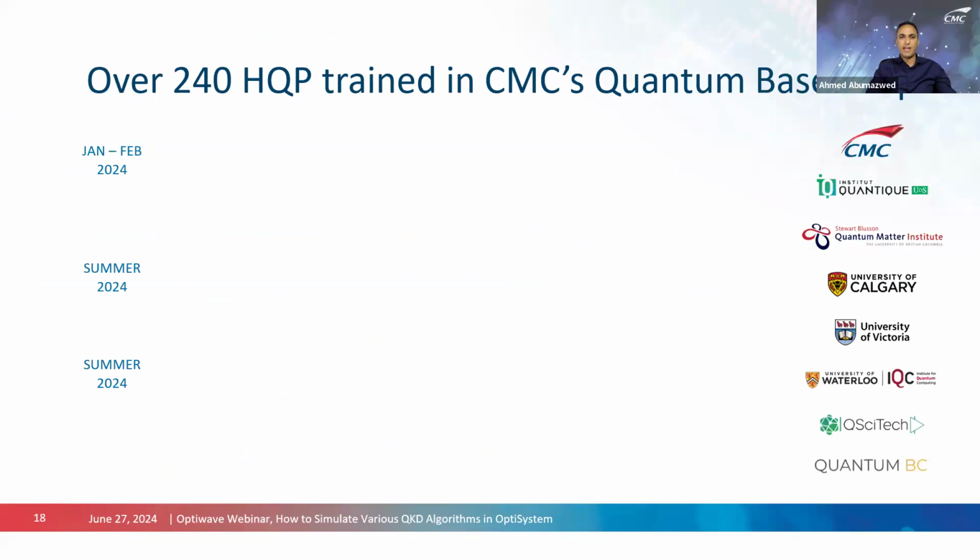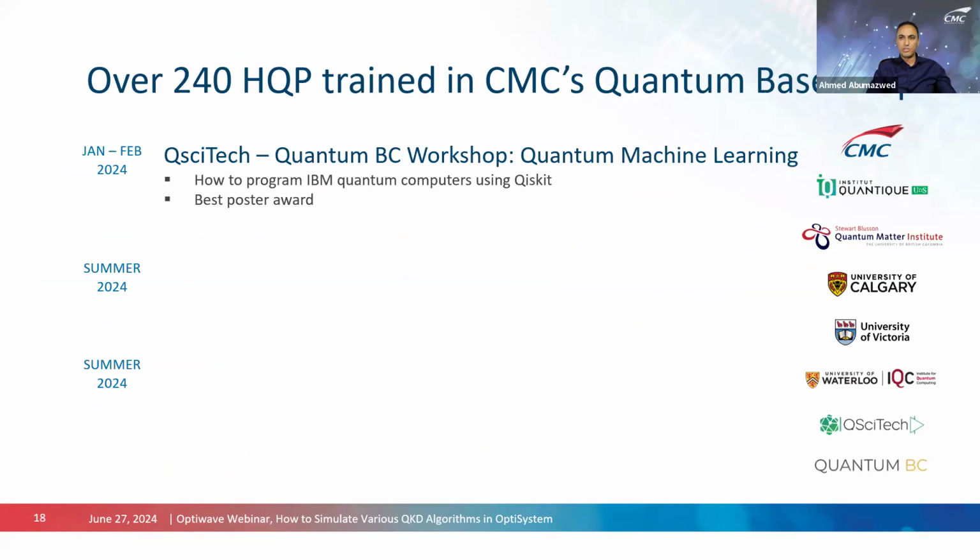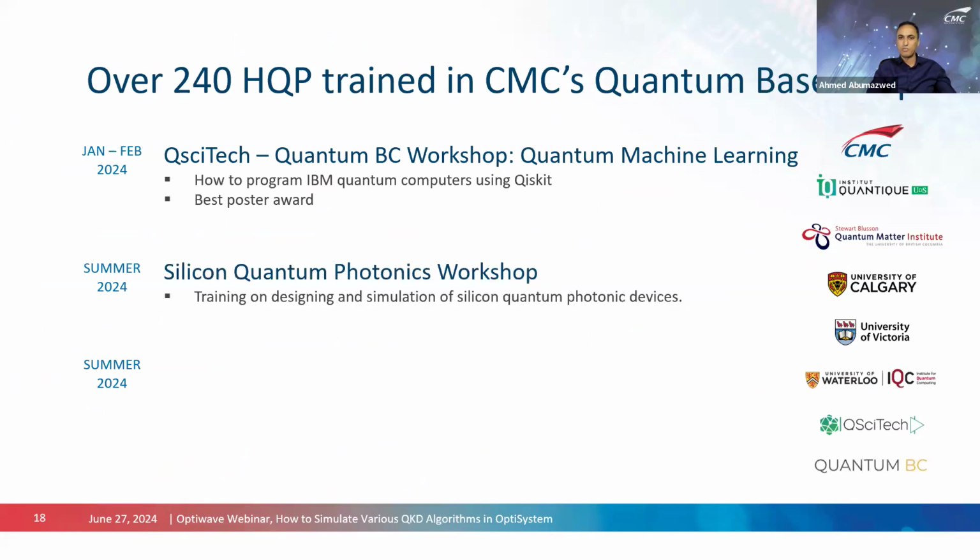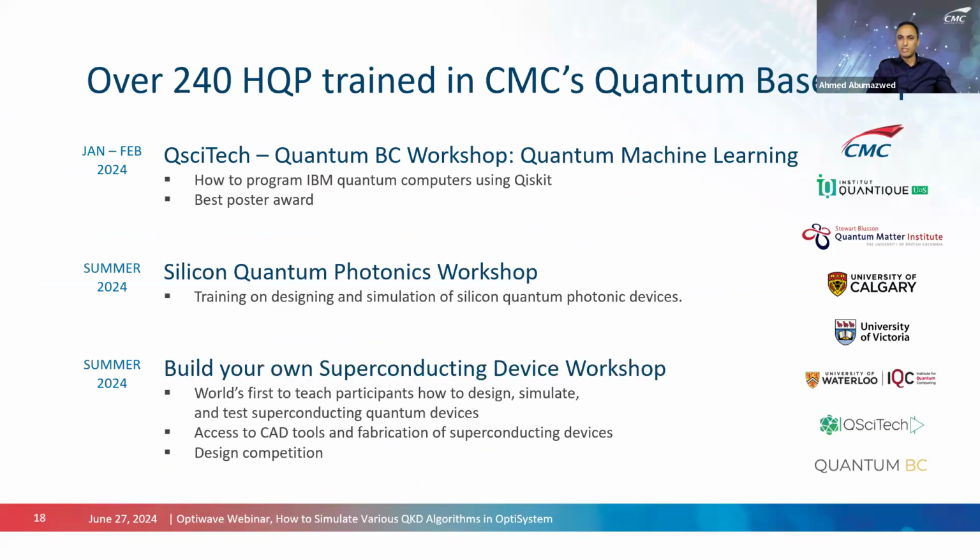So in general, we have over 240 HQP trained from CMC Quantum Basecamp, including the QSite Quantum BC workshop, Silicon Photonics workshop, and also another workshop, Build Your Own Superconducting Device, which was the world's first to teach how to design, simulate, and test superconducting quantum devices. So as you can see here, we target many hardware, not only photonics.